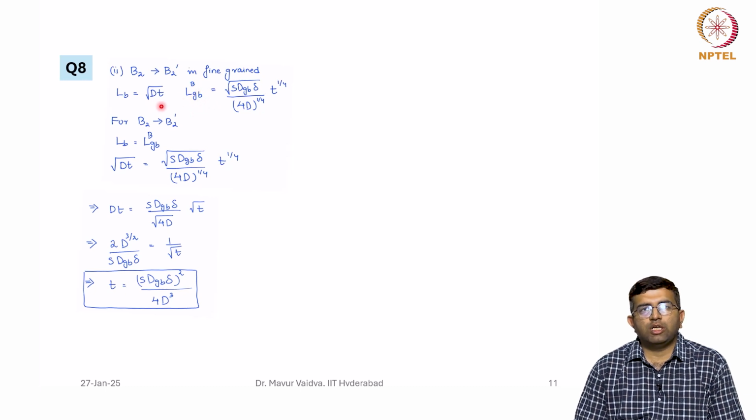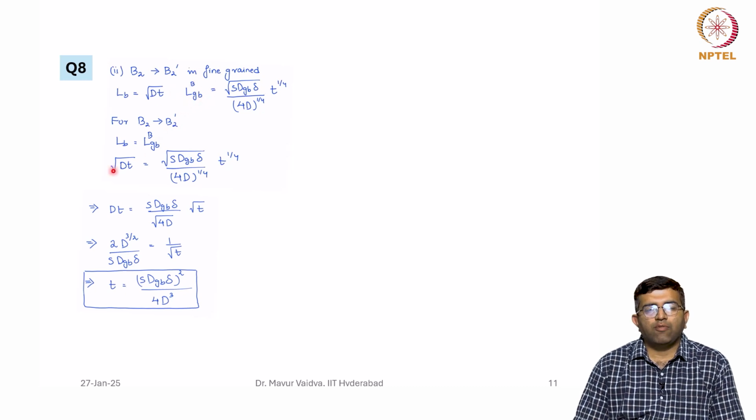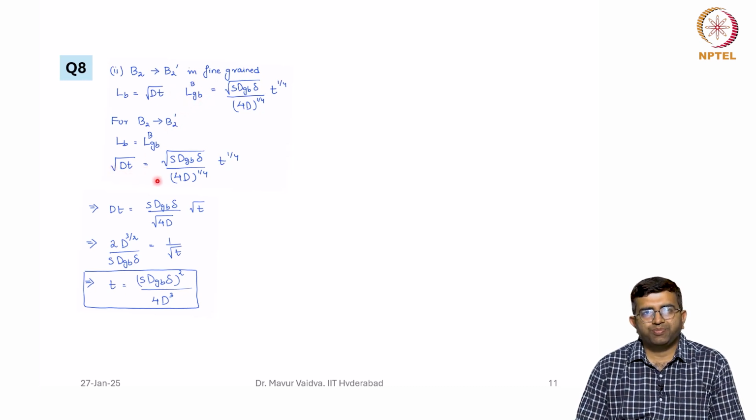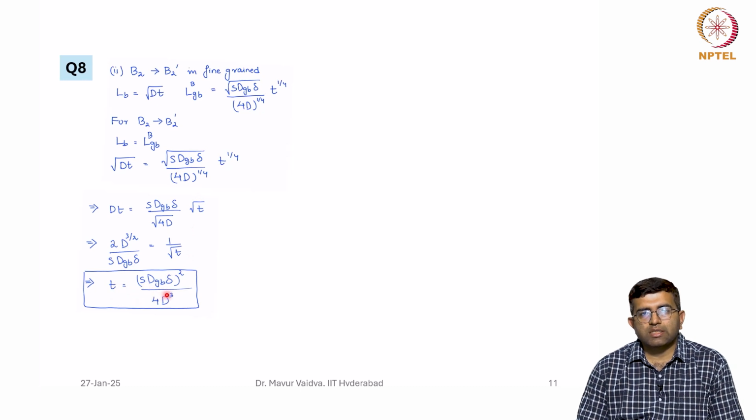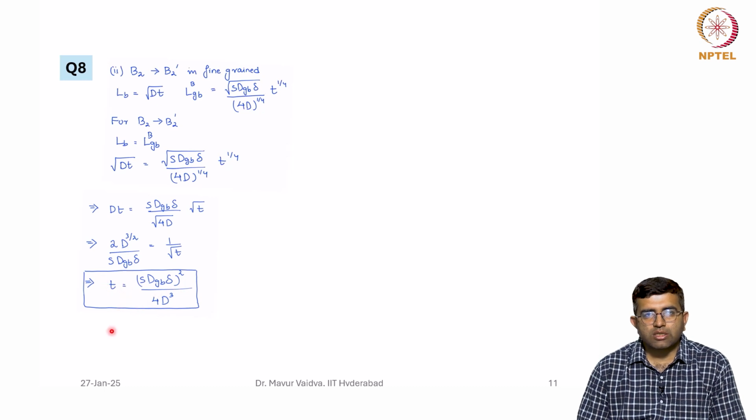So, root Dt is equal to the LGB in B regime, and when you equate that, then again do some simple rearrangements, you will get the value of transition time t equal to (S DGB delta) whole square divided by 4D cube. This was represented as t double dash.